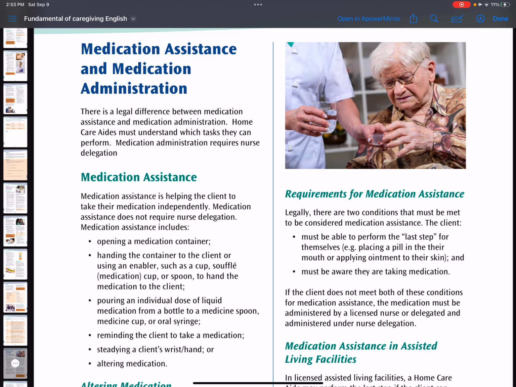Medication assistance does not require nurse delegation. Medication assistance can include opening a medication container for a client or handing the container to the client. Maybe the medication is in a cup and you give it to them, or pouring the medication in a cup, or reminding the client to take their medication. It can be helping the client to steady their hand if the person is shaking, or it can be crushing a medication if you have the order.